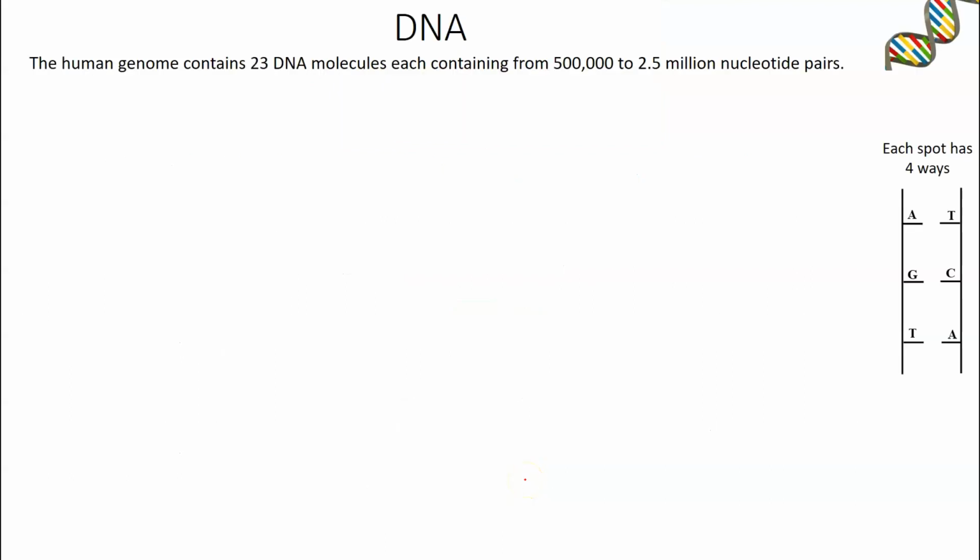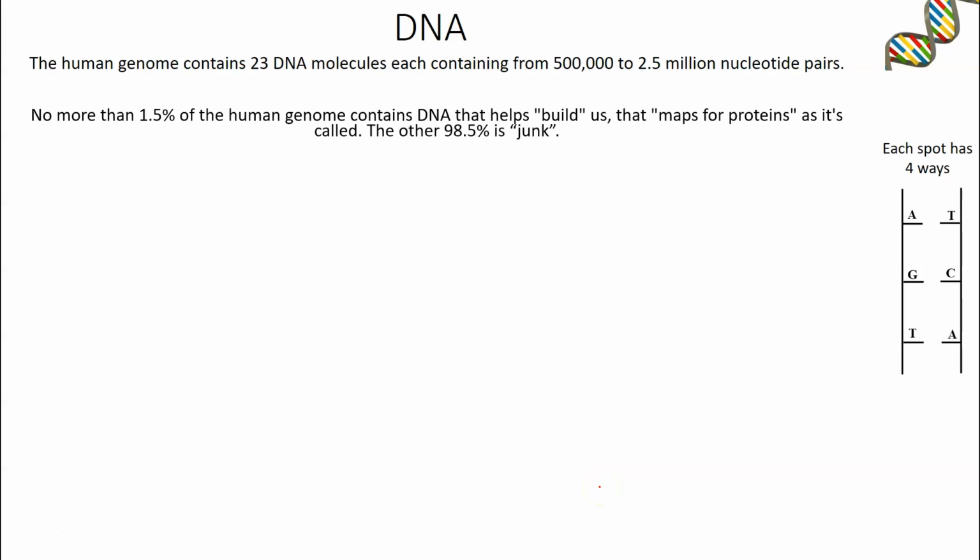Okay, kind of a complicated one here, but let's go through a multiplication principle situation. The human genome contains 23 DNA molecules, each containing from 500,000 to 2.5 million nucleotide pairs. I know I didn't pronounce that right, but I'm going to keep going. No more than 1.5% of the human genome contains DNA that helps build us. The DNA is the instructions for how we're put together.